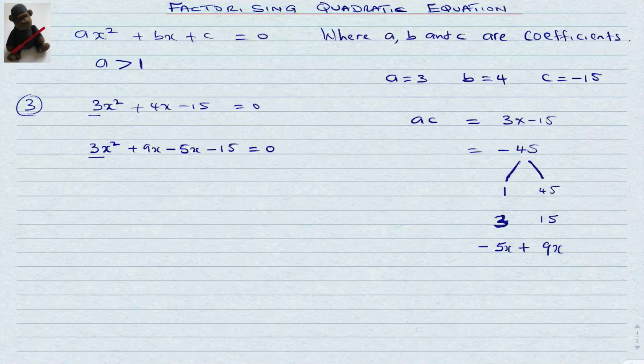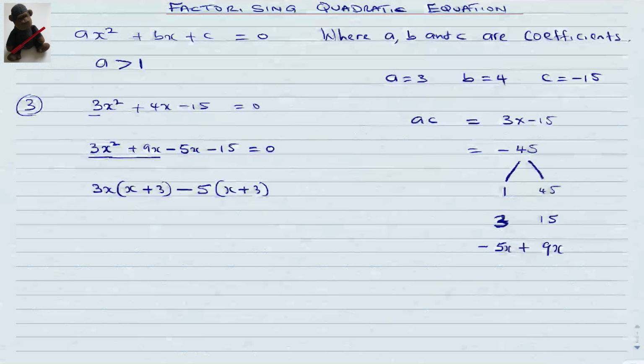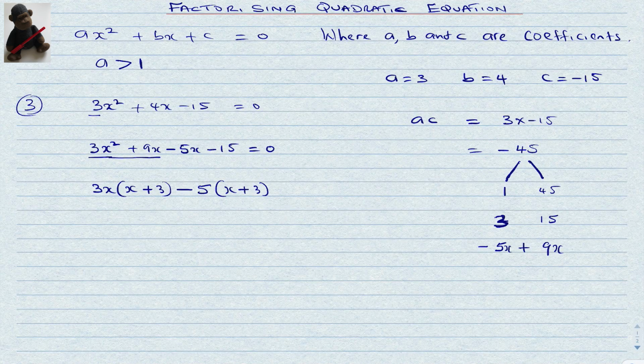Now I need to take the first two terms and factorize them. So 3x is common. I'm left with x plus 3. And then I need to factorize the next terms. I will leave the minus in place, take the 5 out, open bracket, x is left plus 3, because minus 5 times x is minus 5x, minus 5 times 3 is minus 15. So if there's a minus in front of it, when you open the bracket, the sign will change inside the bracket. So instead of minus, we have plus in this case.